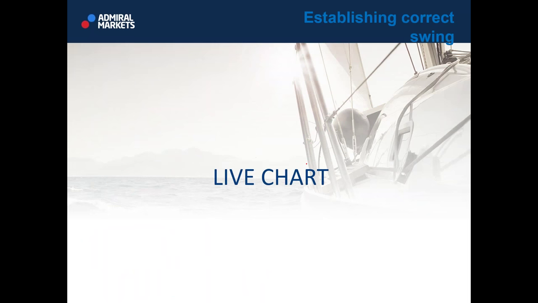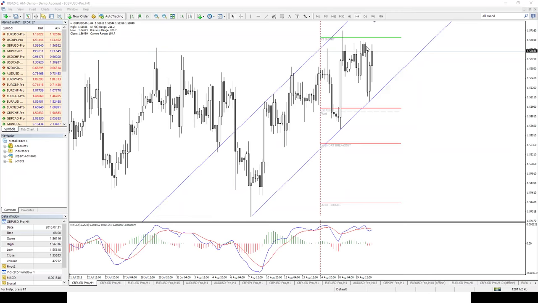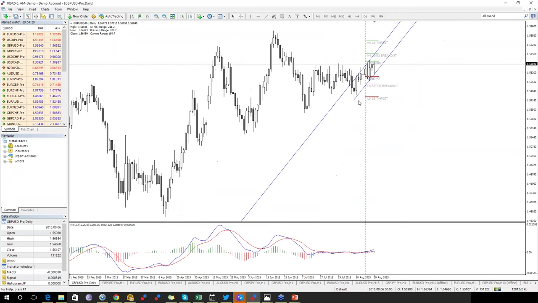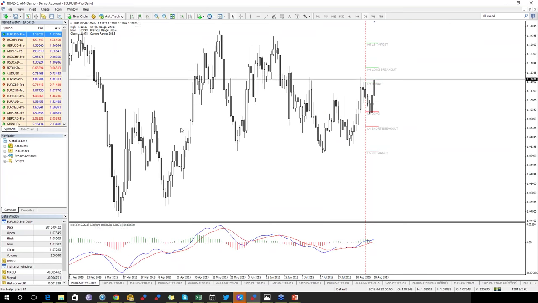Okay, live chart. Time for our live chart, guys. Let's open the live chart. So, daily chart, you always start with a daily chart. Let's do another pair because this is not so clear. So, this is the daily chart of euro dollar. Open up your daily chart every day.